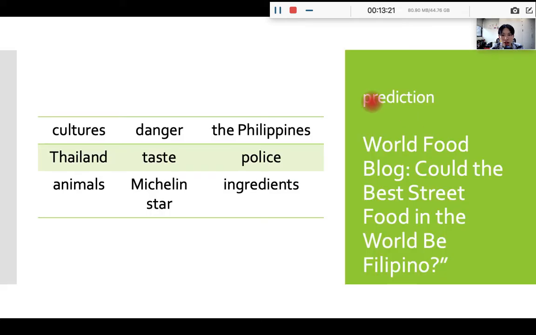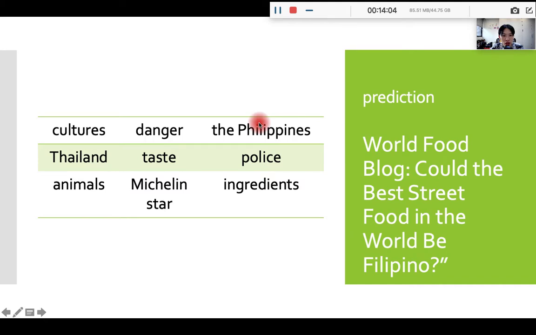So let's practice. Could everyone take a look at the title of the article? World Food Blog. Could the best street food in the world be Filipino? Okay, so pay attention to the nouns, verbs, and adjectives. And I would like you to look at the chart here. We have 9 words. I would like you to rule out the words that are irrelevant to the article based on your prediction from the title.